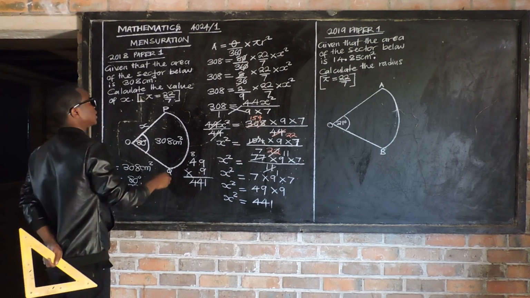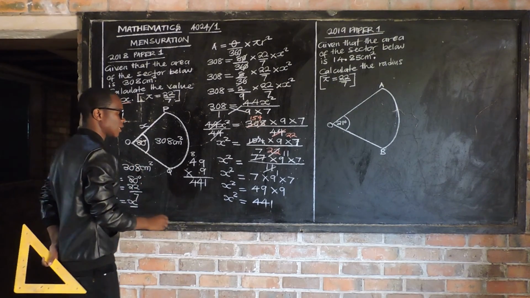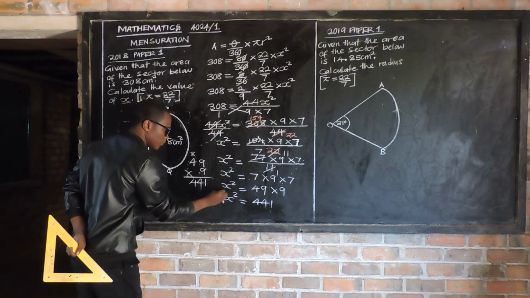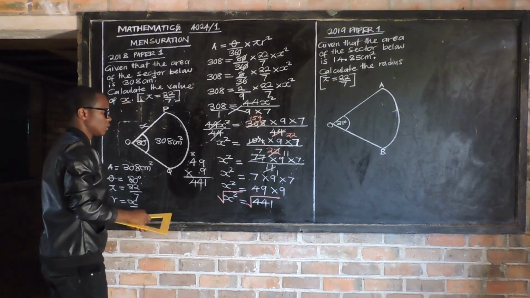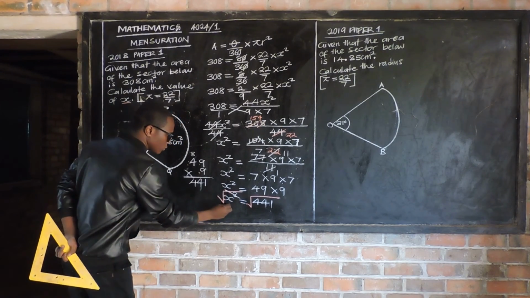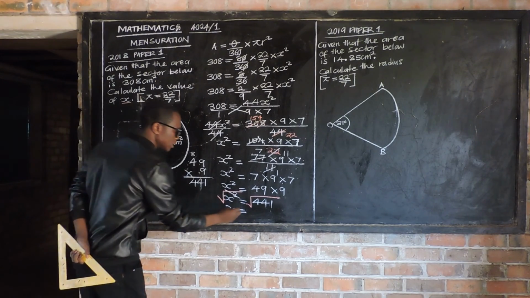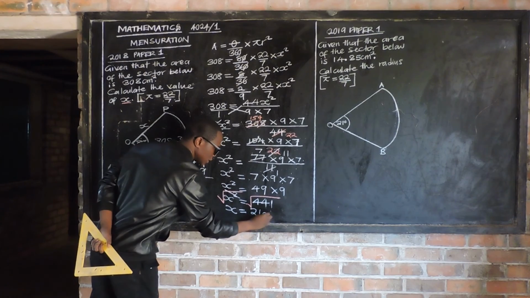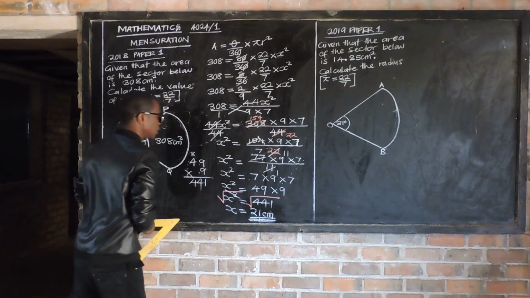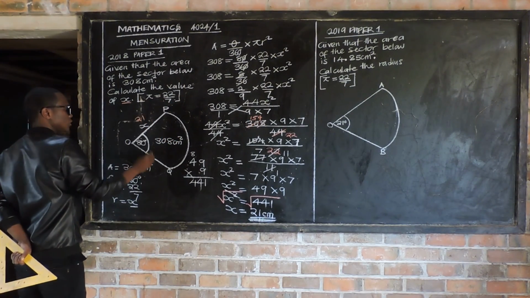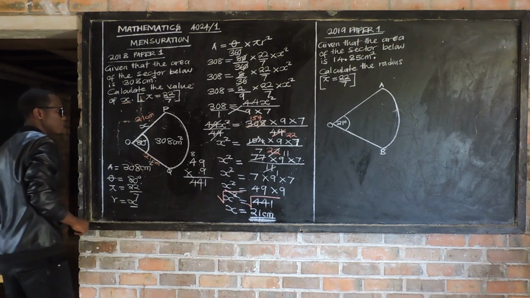Now in this case, we don't want the value of x squared. What we want is the value of x. We want x, not x squared. So for us to get rid of this square, we introduce the square root on both sides. So you say square root inside square root, so these two are going to go. We're going to have x is equal to the square root of 441, which is 21 centimeters. So the value of x is 21 centimeters. The radius is 21 centimeters. As simple as that.